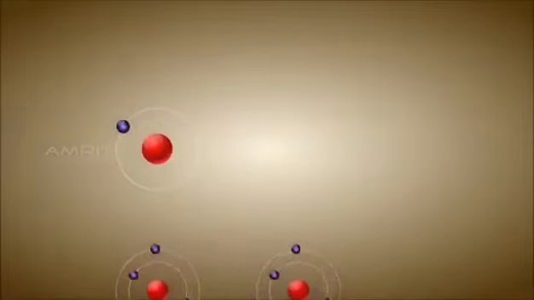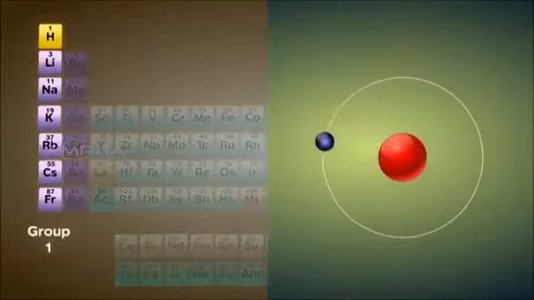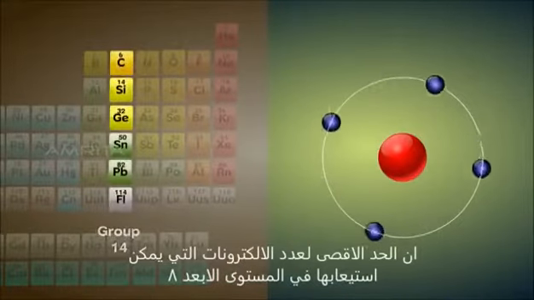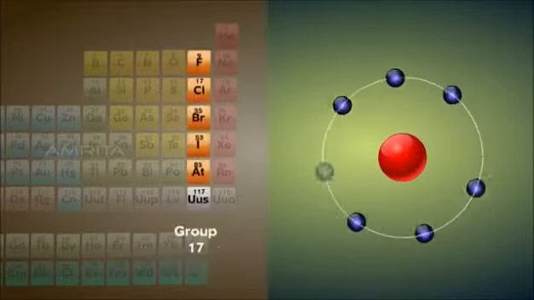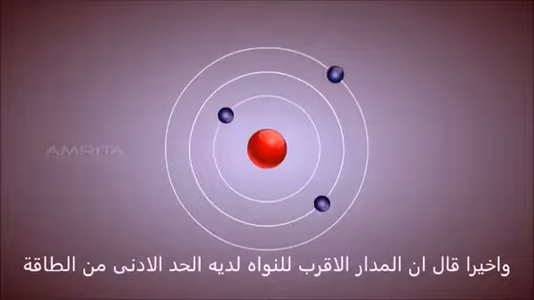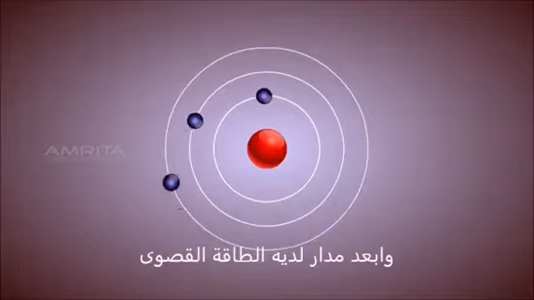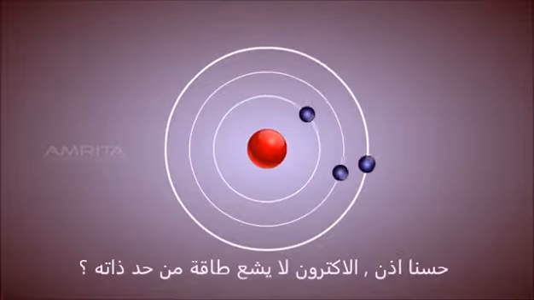That said, what does this model next propose? It next proposes that the maximum number of electrons that can be accommodated in the outermost level is 8. And finally, it says that the orbit closest to the nucleus has minimum energy and the orbit farthest has the maximum energy. Well then, does an electron radiate energy by itself?